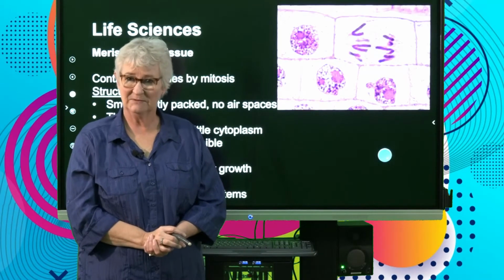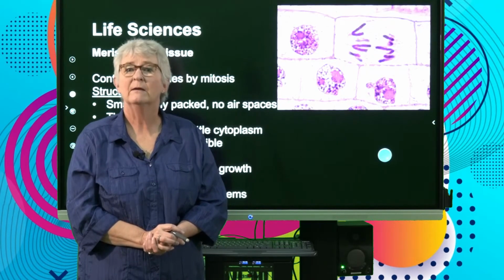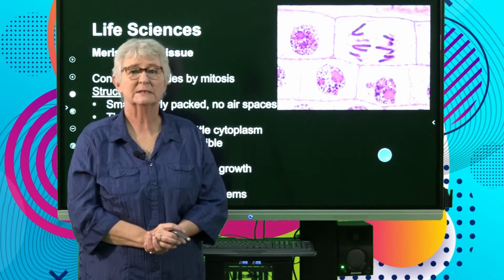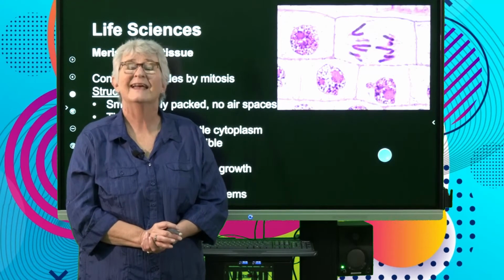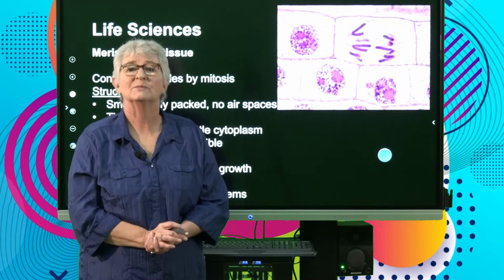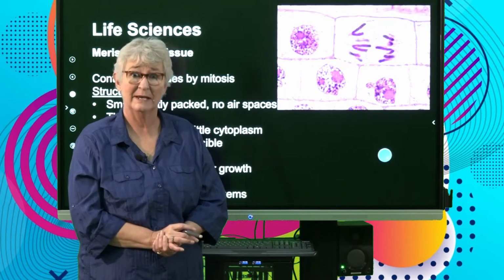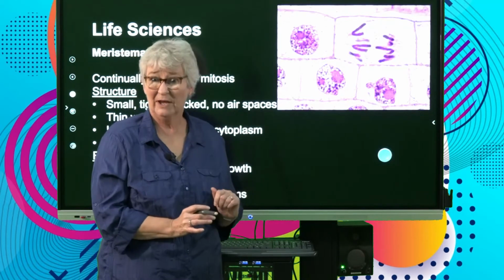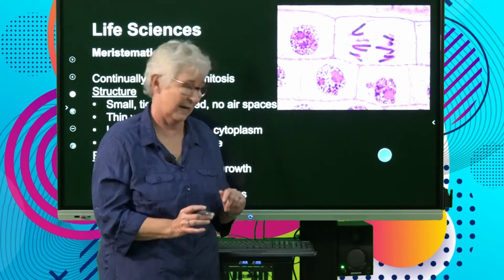The first type of cells we're looking at are cells that have just been formed by mitosis. They are tiny cells, we can think of them as baby cells, and they are going to grow up and become specialized. They are found in the tips of roots and stems, and we're going to have a look at what these meristematic or baby cells look like.